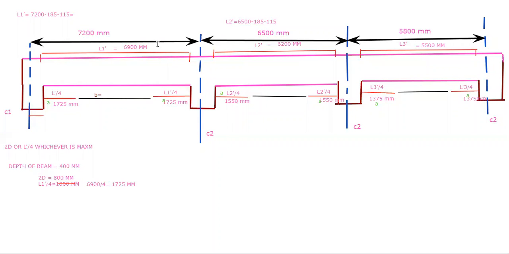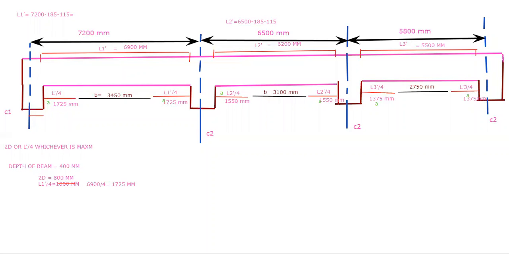L1 dash minus... 6900 minus 725 into 2, that is 3450. Do it for the next one: 3450 mm. Do it for 3100 mm. Do it for this: 5500 minus 1375, that is 2750. 2750 mm. Okay.